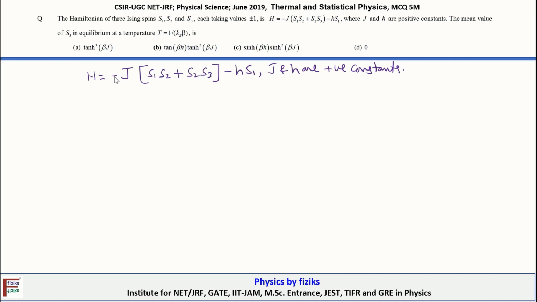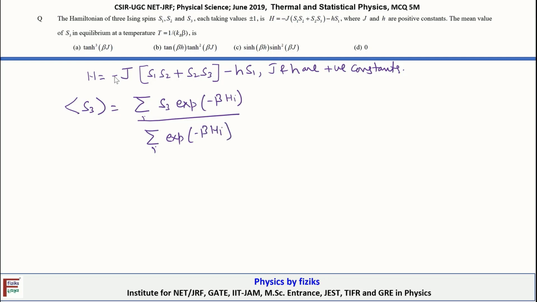So the mean value of S3 can be calculated as average S3, which is equal to the summation over i of S3 exponential minus beta H_i, upon the summation over i of exponential minus beta H_i. So here I have written H_i.